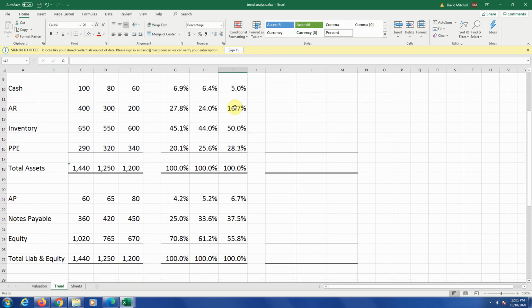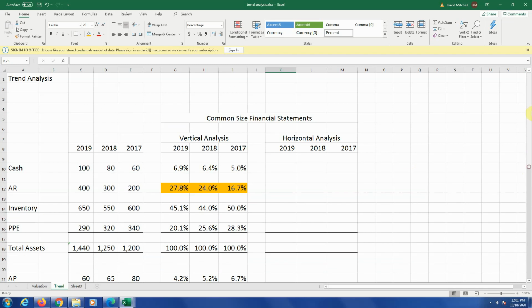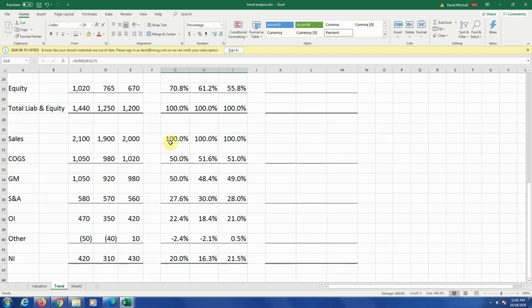So my personal concern would be right there on what's happening to our accounts receivable. Why is it that we're not doing as good a job collecting, and is it because we're selling to less creditworthy customers to keep our sales up, or just what's going on there? So that's called vertical analysis, common size financial statements, and it's where we put everything on the balance sheet in terms of total assets, everything on the income statement in terms of our sales.